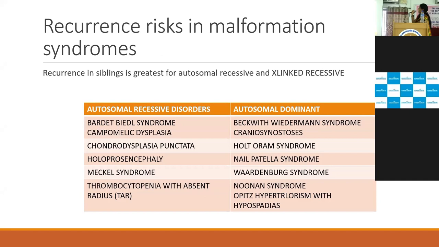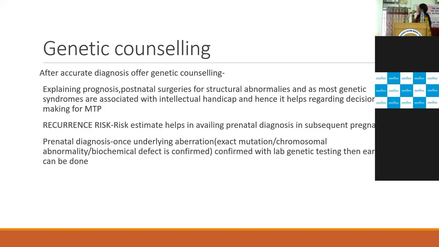So what is the recurrence risk in malformation syndromes? Recurrence is greatest for autosomal recessive and X-linked recessive disorders. The common autosomal recessive disorders are Bardet-Biedl syndrome, campomelic dysplasia, which is a skeletal dysplasia, chondrodysplasia punctata, holoprosencephaly, Meckel syndrome. Autosomal dominant ones include Beckwith-Wiedemann, craniosynostosis, Holt-Oram, nail-patella, Waardenburg, Noonan's, and Apert syndrome.